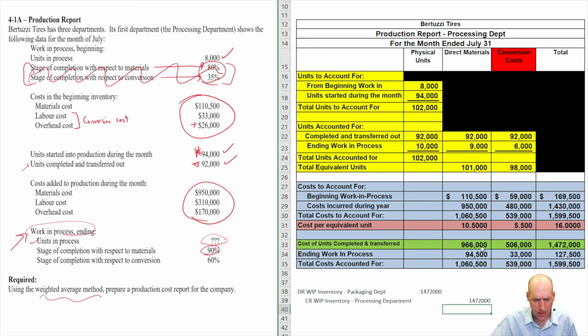I think we've solved it though. I think we've prepared a production report for Bertuzzi tires. I know this work isn't easy, especially the first time through. When you've practiced this a few times, it does become fairly straightforward. And I can say based on experience, this is one of the more intimidating topics, but when I grade tests, students actually do very well on the production report when I test on it compared to other topics. So don't be scared, don't be intimidated. You can do this. I've seen many students do it before, and I'm sure you'll be one of them.